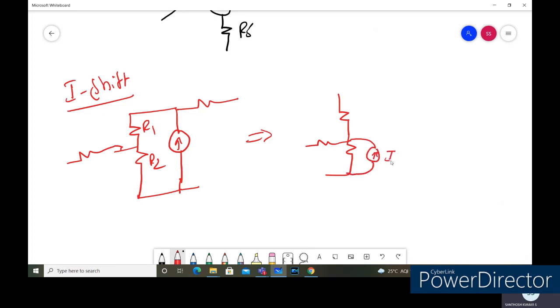So here the current will be shifted like this. This is the current I. Again the current can be shifted like this. We can shift the same current into the two nodes, let's say this is nodes A, B, C. I'm going to shift towards the node B, and again I'm going to shift towards the node C. So like this we can shift. This is called the current shift, where we can shift the current sources.